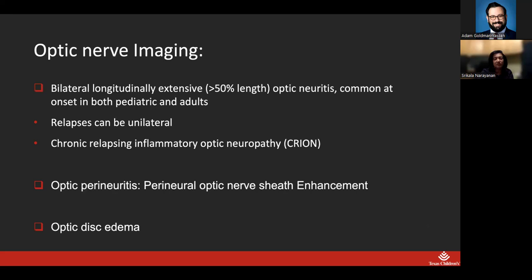When we go further into optic nerve imaging, like we talked about, bilateral, longitudinally extensive optic neuritis is pretty common at onset for both pediatric and adult populations, but relapses can be unilateral. And then sometimes there can be multiple relapses. There's a term again used called CRION, which is chronic relapsing inflammatory optic neuropathy. In the setting of MOG, it refers to recurrent optic neuritis. There's also often inflammation of the optic nerve sheath, called optic perineuritis, and optic disc edema.